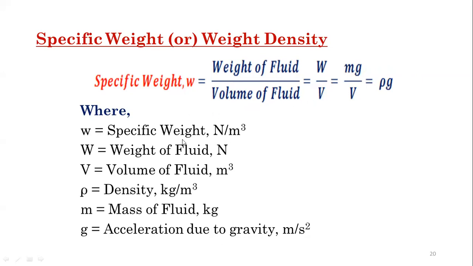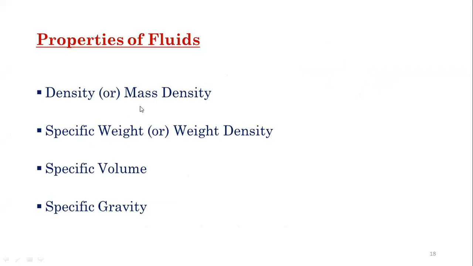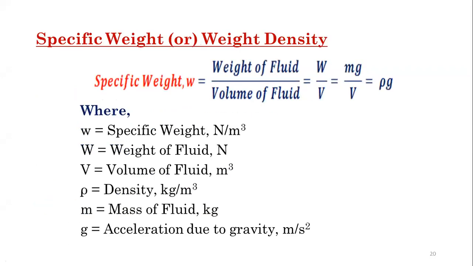Now let us see the units for these different quantities. Small w, the ratio of the weight of the fluid to the volume of the fluid, has units of Newton per meter cube. Capital W is the weight of the fluid, with units of capital N, newtons. Volume of the fluid will be in meter cube, and density of the fluid is kg per meter cube. Mass of the fluid will be in kg. And g, we all know, is acceleration due to gravity, with units of meters per second square. After learning these four properties, we are going to solve some problems on this, so we need to know the units compulsorily for solving any problem. Right, specific weight is over.